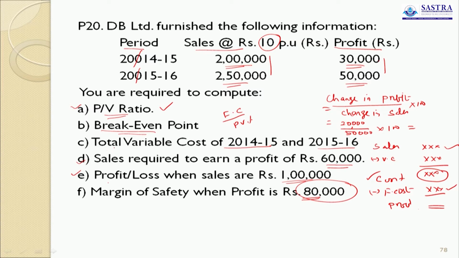Then we have to calculate total variable cost of 2014-15. Already I told you the difference between sales and variable cost is contribution. Here contribution in terms of percentage we have in our hand. So, apply this PV ratio on sales, we will get what? Variable cost. So, very simple.